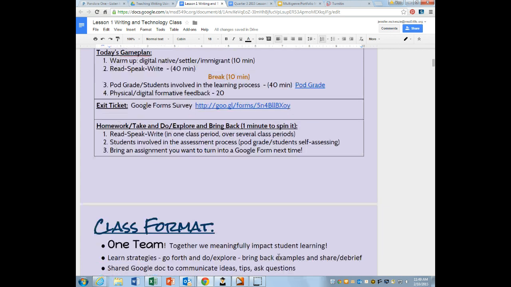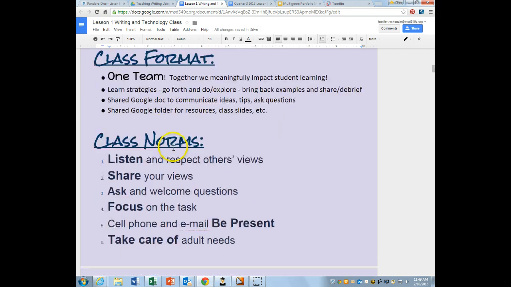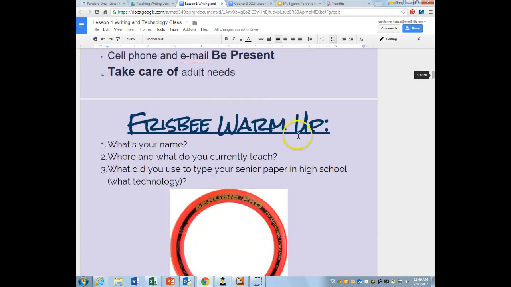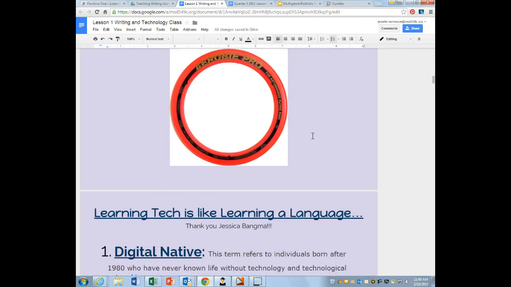time. We began class by talking about the format and class norms. One thing that's really important when you're working with technology is realizing we are one team, and we learn together. We did a really fun frisbee warm-up where we all shared what type of technology we used to write our senior research papers, and many of us actually typed them on typewriters, which was really interesting.